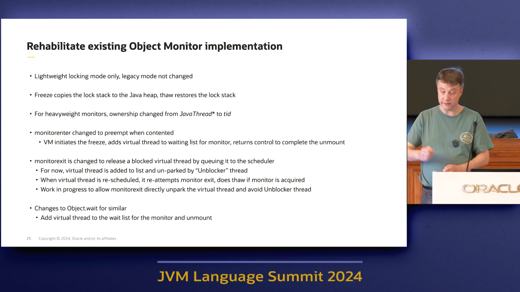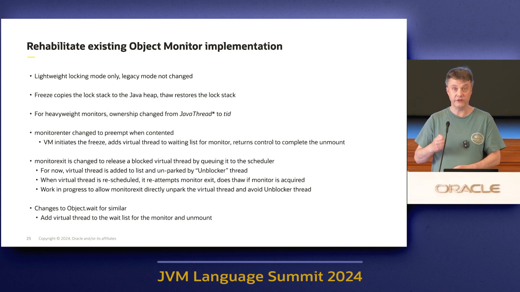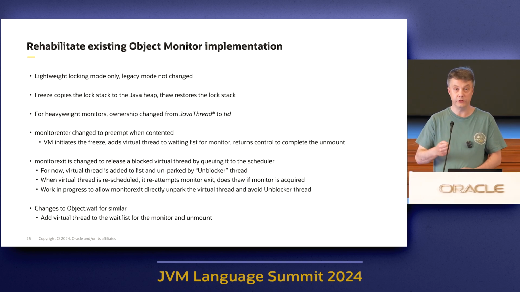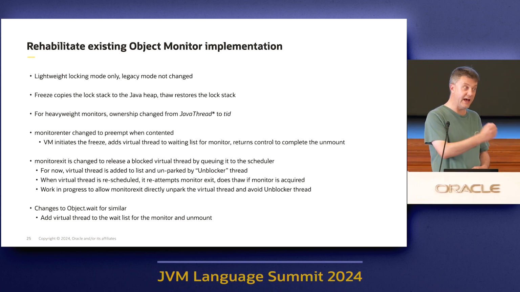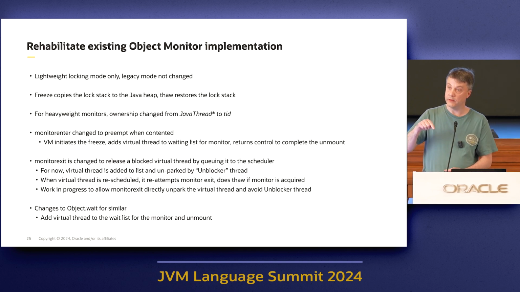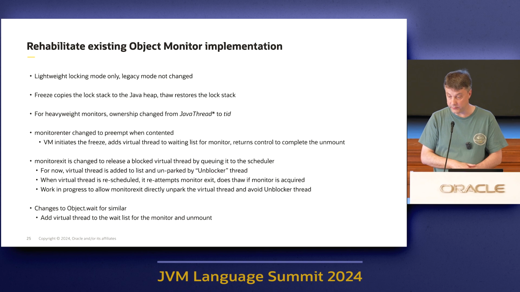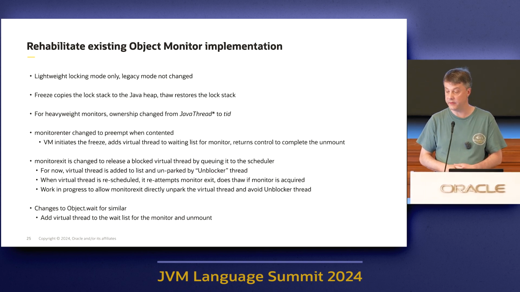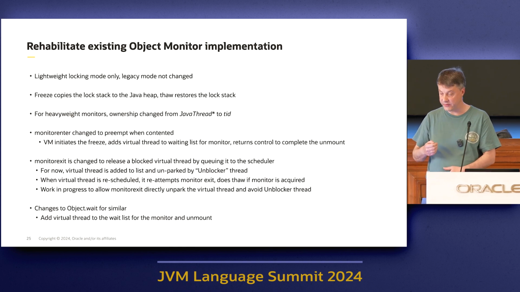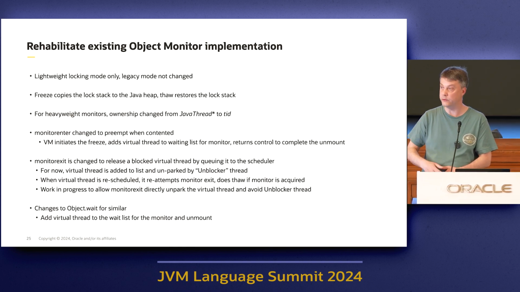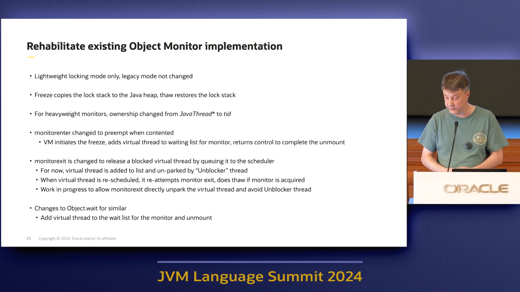When we come to monitor exit, this has now changed so that if we're going to release a virtual thread, there's now a mechanism to queue that virtual thread back to the scheduler, exactly like we had with the semaphore release in one of the early slides. There's still a little performance work being fleshed out, but essentially the virtual thread can be queued to be unparked, and then it goes and competes again to re-enter the monitor.